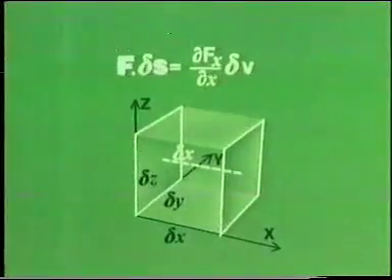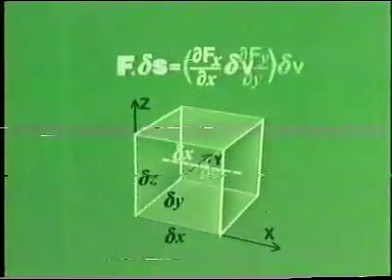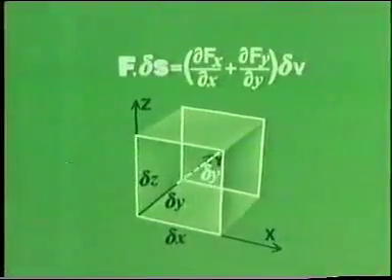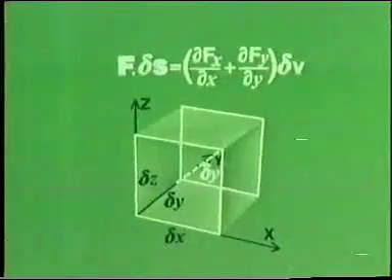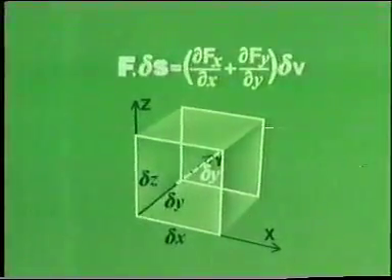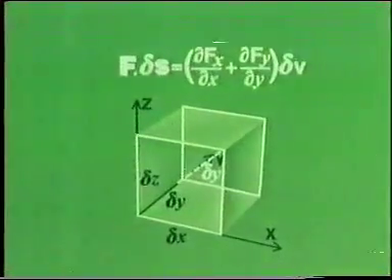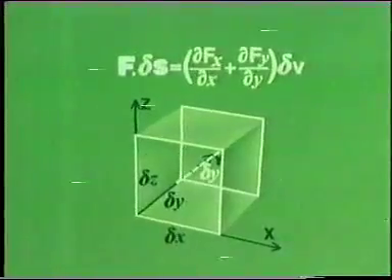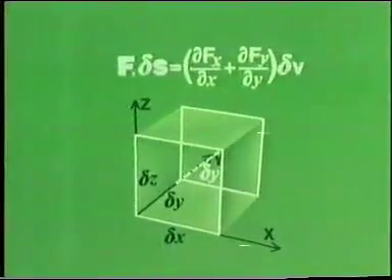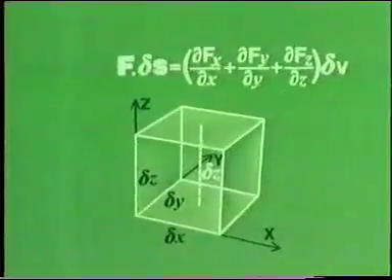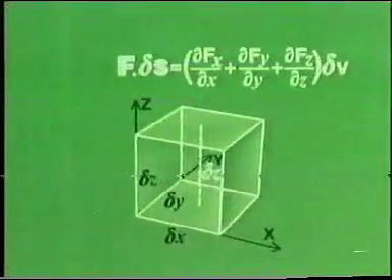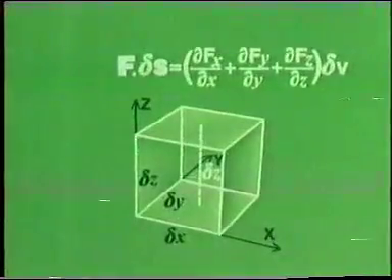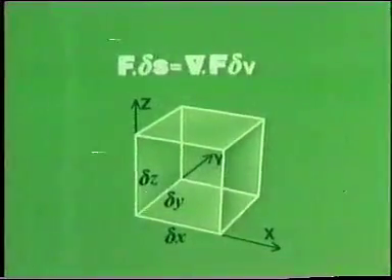Following the same procedure, we can compute the contribution in the y direction. It gives an additional term, partial dfy by dy, for f dot delta s for 4 faces. Similarly, taking into account the z direction, we have to add partial dfz by dz. Well, that term in brackets you've already encountered. It's the divergence of f, div f.